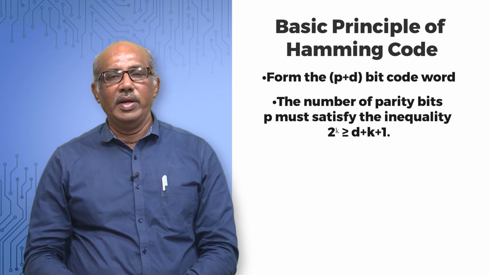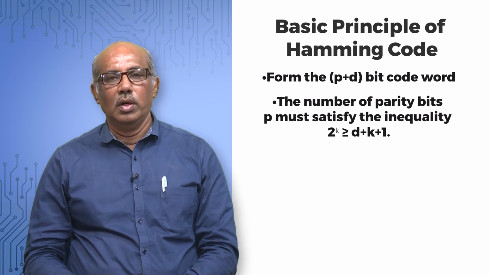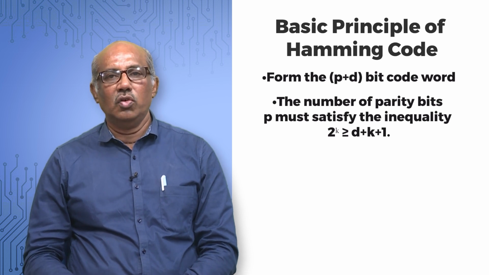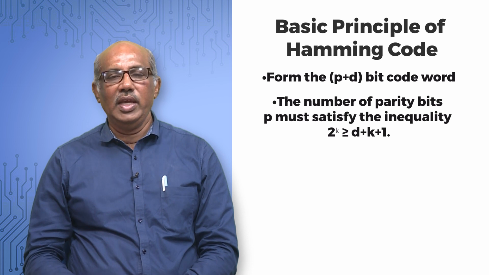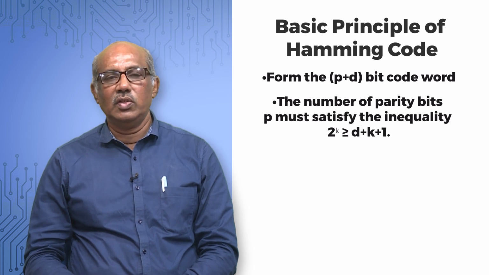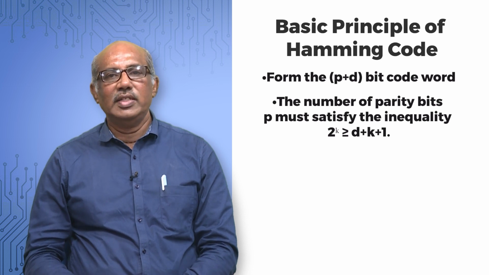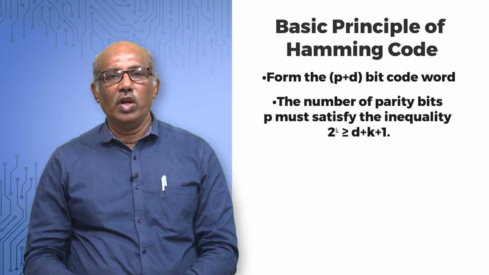Suppose the data bits are 4 and I take k equal to 2. So, 2 raised to 2 is 4, and on the right hand side the data bits are 4, k I have taken 2, 4 plus 2 is 6, plus 1 is 7. So, the inequality fails. Therefore, if I take k equal to 3, 2 raised to 3 is 8, greater than or equal to d is 4, k is 3, 4 plus 3 is 7, plus 1 is 8. That means the left hand side and the right hand side are the same, so it satisfies the inequality. Therefore, for a 4 bit data word, you require 3 parity bits.